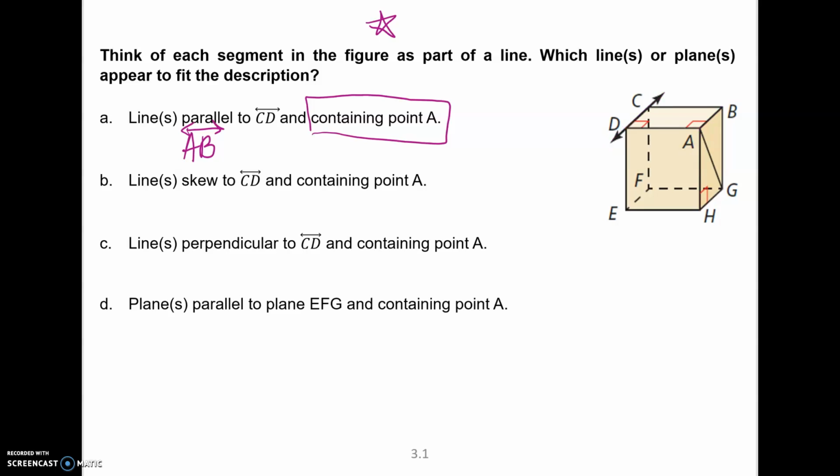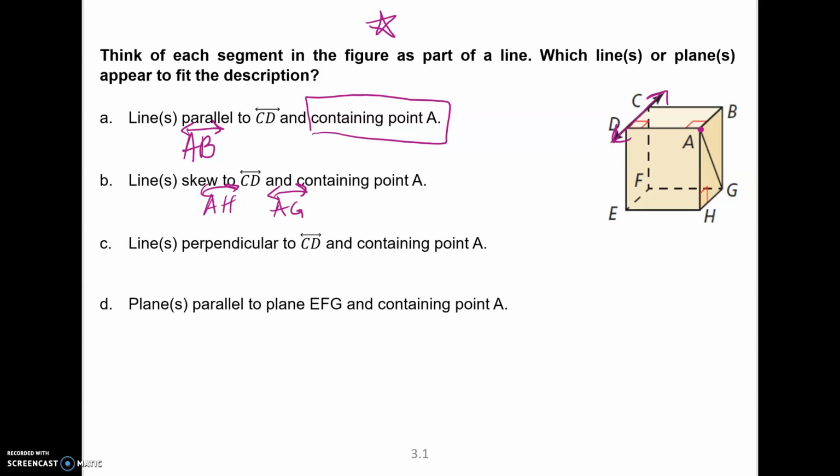My second part, I want something that's skew to CD that contains point A. So it cannot be a line that makes up the top of my cube, because that would be in the same plane. It can't be a line that makes up the side of my cube, because that would be in the same plane. So something that contains point A that is not on the top of my box. I could do either AH or AG. Those are my two options that would contain point A but not be in that top plane.